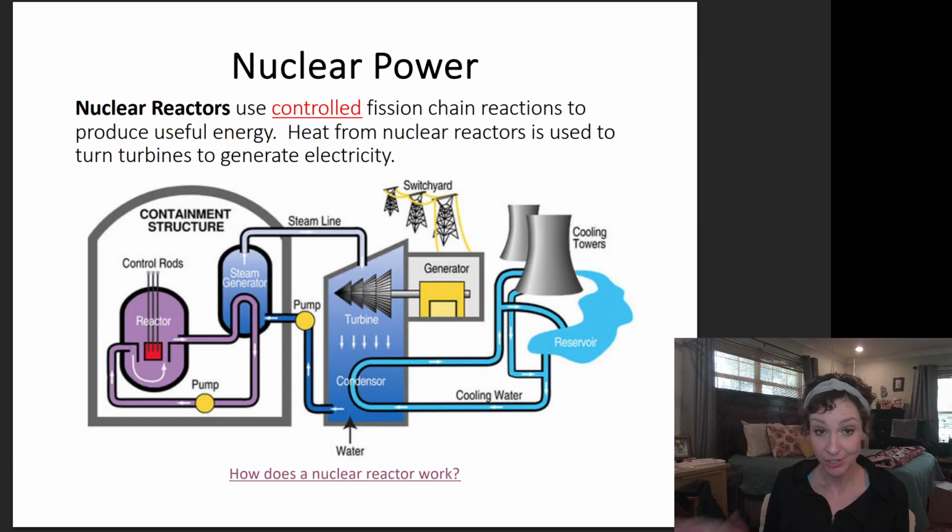Nuclear reactors actually use a controlled fission reaction to produce useful energy. So heat from nuclear reactors is going to be used to turn turbines in order to generate electricity for us to use in our homes. So let's see how a nuclear reactor works.